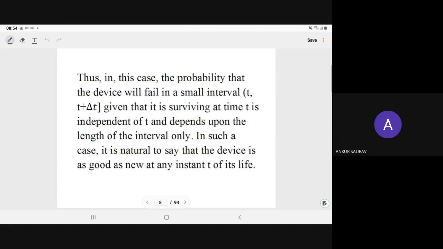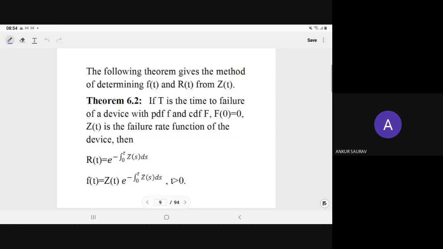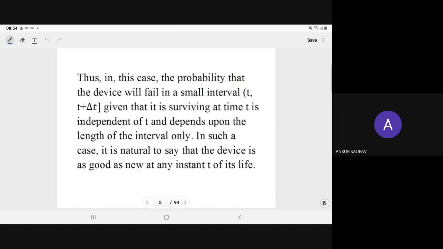So given that it is surviving at time t, it is independent of that time t and depends upon the length of the interval only. It depends only on delta t. It is independent of the time t.